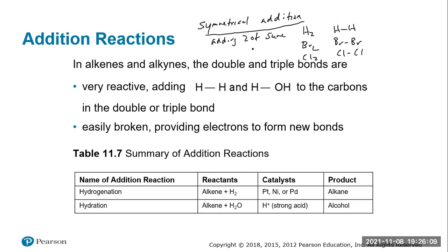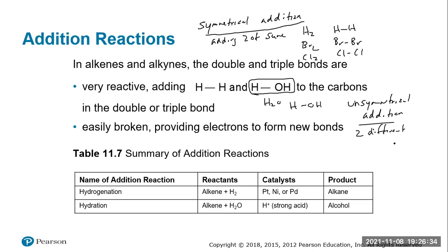There's also some unsymmetrical additions, like when we add something like this, which is basically water. H2O is added as H and OH. These are unsymmetrical additions, which basically means we're adding 2 different elements. Like water, H2O, like HBr, like HCl.